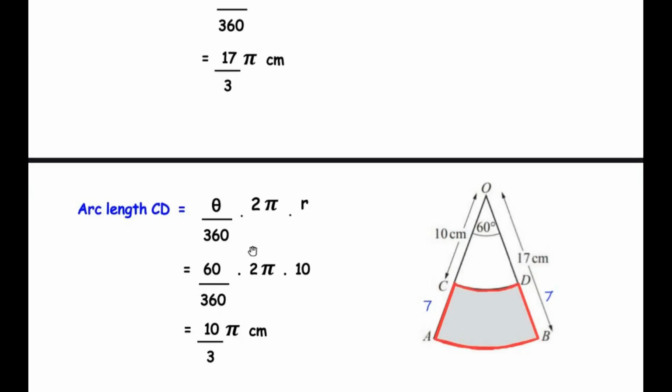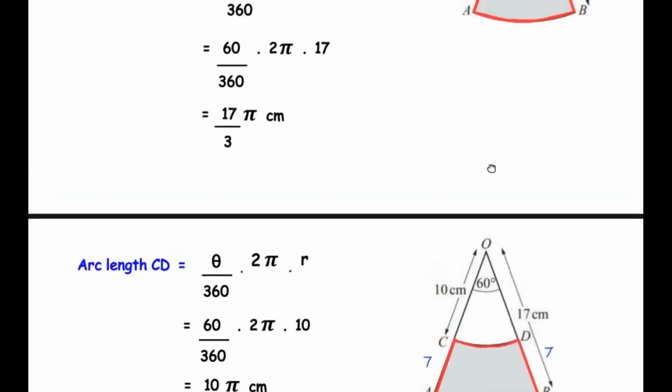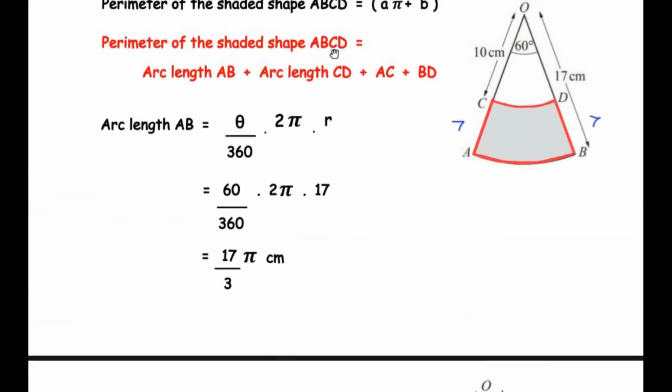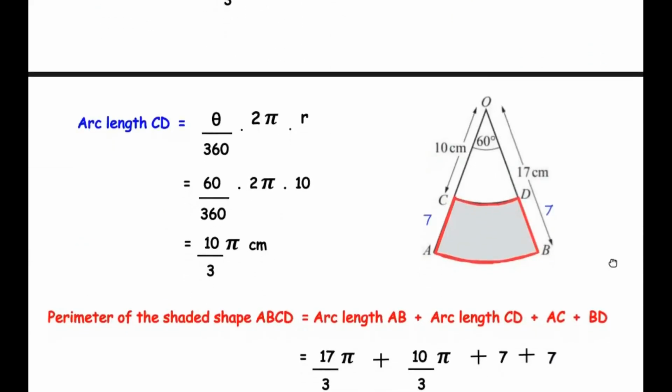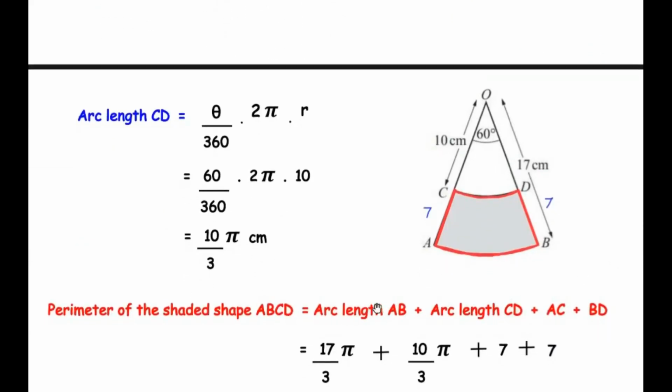Once we have got all of the values of the arc length AB, arc length CD, AC and BD, we are going to substitute their values in this formula. So we are going to write here perimeter of the shaded shape ABCD is equal to arc length AB. Its value we got as 17 pi over 3 plus arc length CD. Its value we got as 10 pi over 3 plus the side length AC which is 7 centimeter and side length BD which is again 7 centimeter.